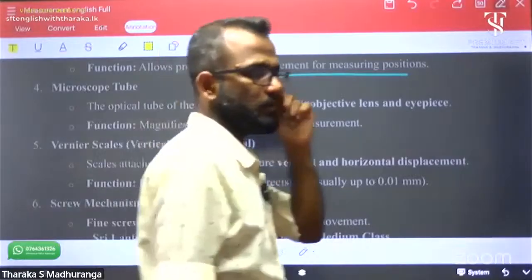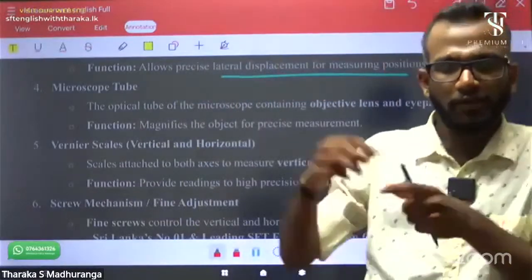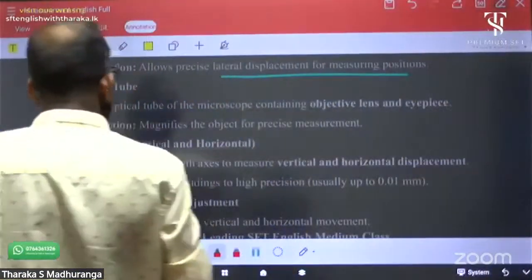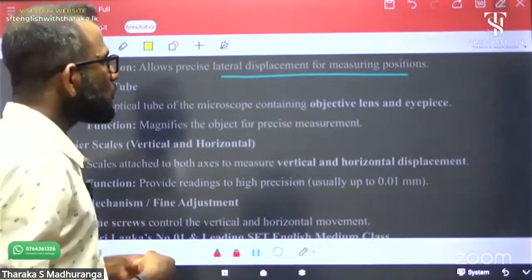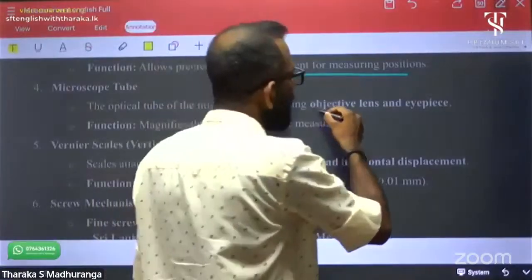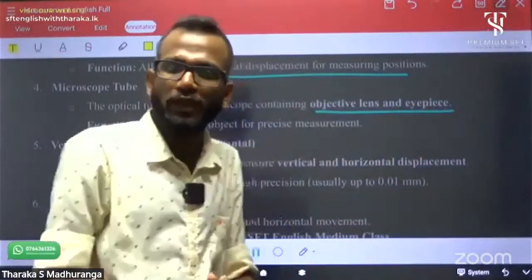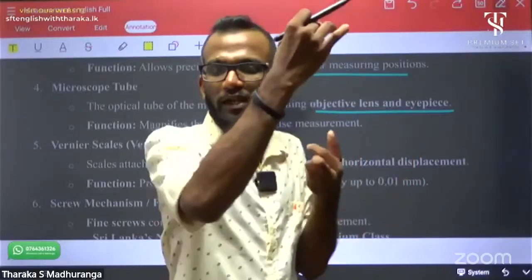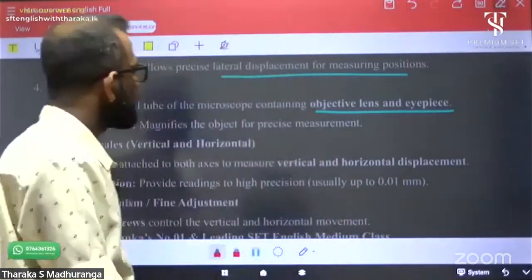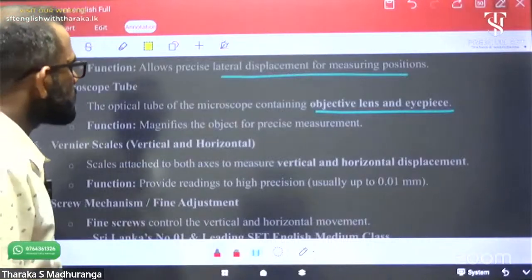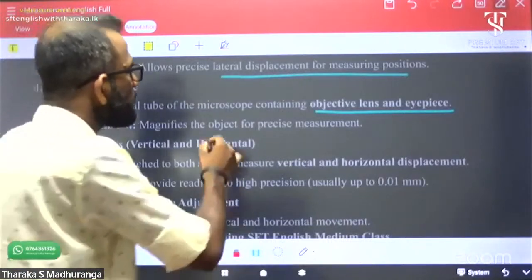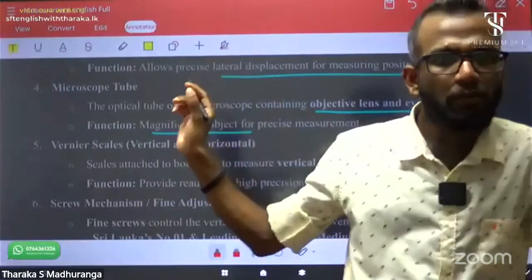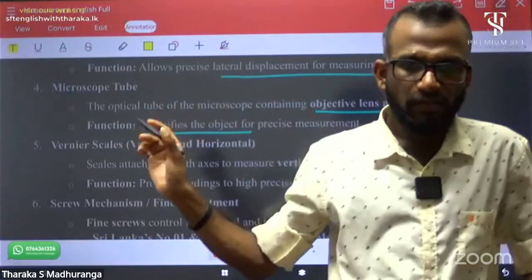Microscope tube, with the focus tube and focusing knob, right? The optical tube of the microscope contains the objective lens and eyepiece. The objective lens is the object side lens. Eyepiece means the eyesight lens. It magnifies the object for precise measurement. Understood? They are simple.